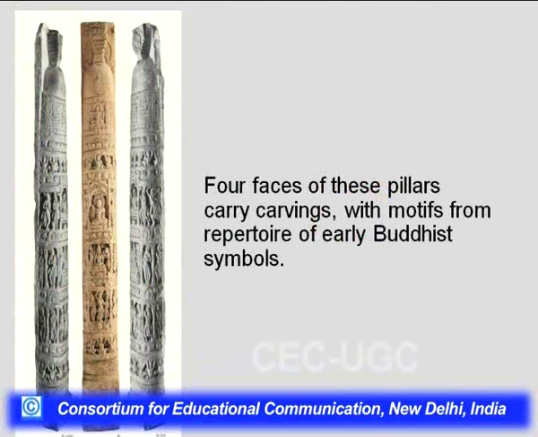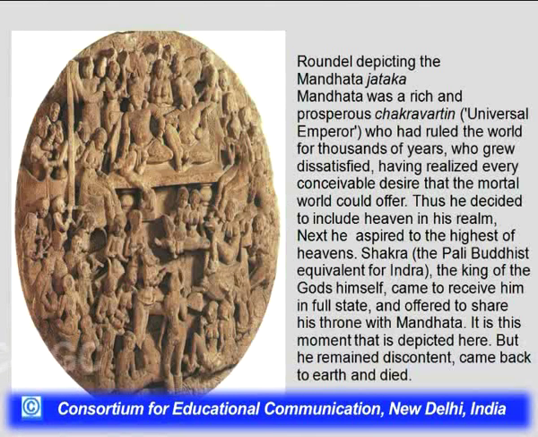Now, these are freestanding pillars that must have been on the entrances. But here you can see that there are a number of meditating Buddhas and symbols from early Buddhist iconography that can be seen in these pillars. Now we come to some of the roundels or medallions.